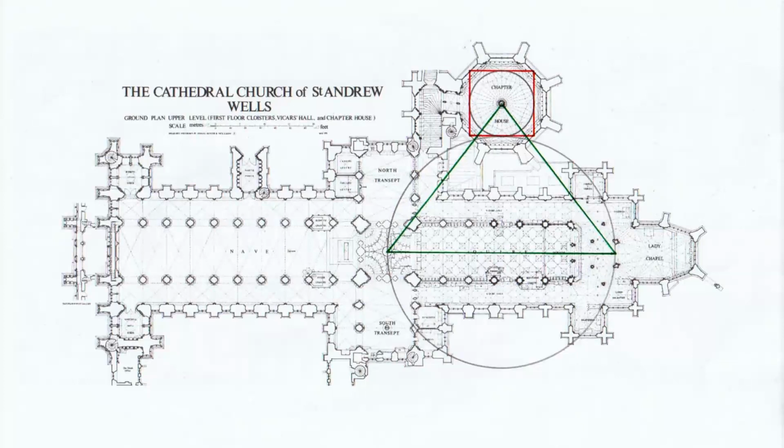But this shows how the diagram that John Michell somehow envisioned in the early 1970s does seem to have been known about by the Gothic cathedral designers.